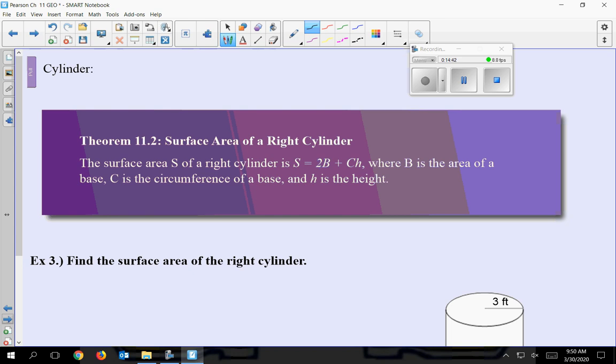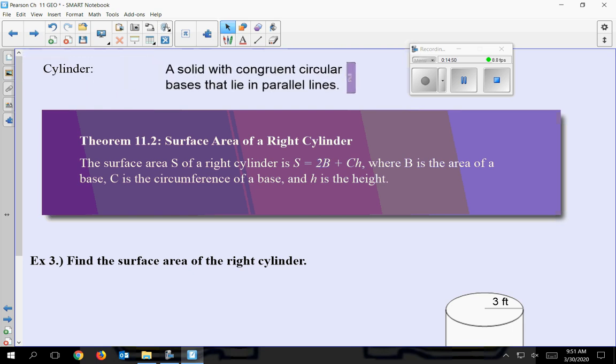Okay. Here we go. We're going to find the surface area of a right cylinder. And right just means its height is vertical, okay? So a cylinder is a solid with congruent circular bases that lie in parallel planes. So basically that means the bases are parallel to each other, okay? Sometimes we can get these that are kind of slanted, but we don't really deal with those, okay?